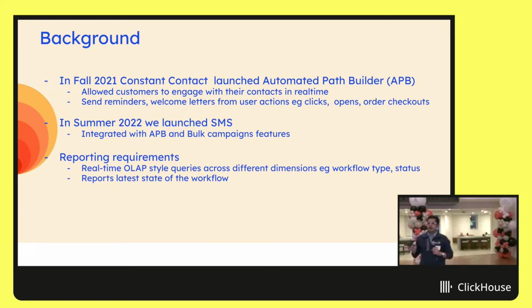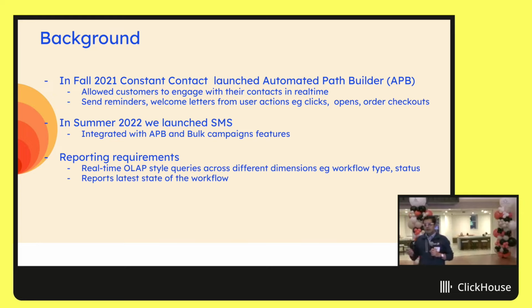In fall 2021, we launched a new feature called Automated Part Builder. What it basically does is, based on our customers' contacts, whenever they click on any emails, opens, or orders, we want to trigger some workflows, and we also want to track them in real time.